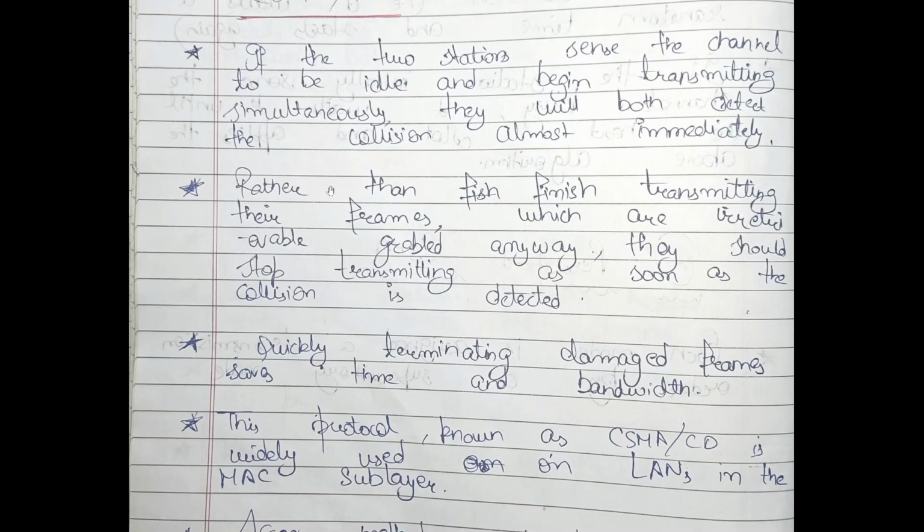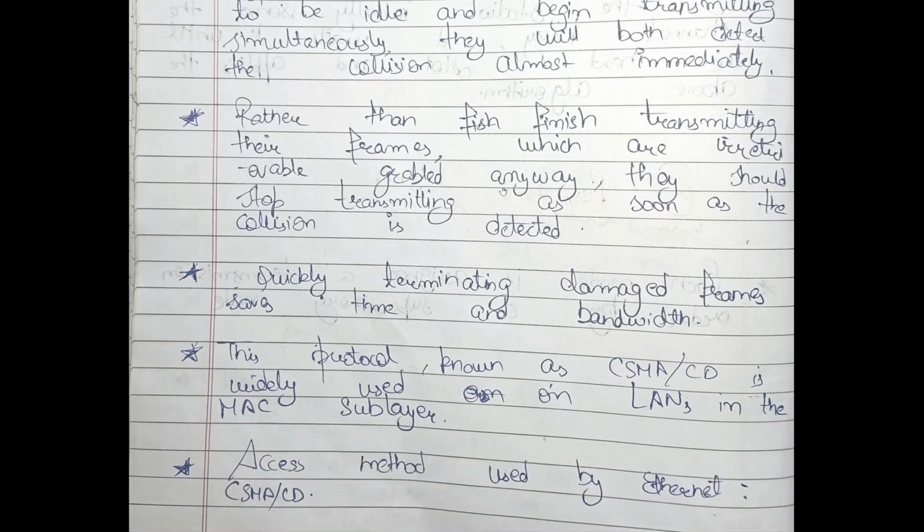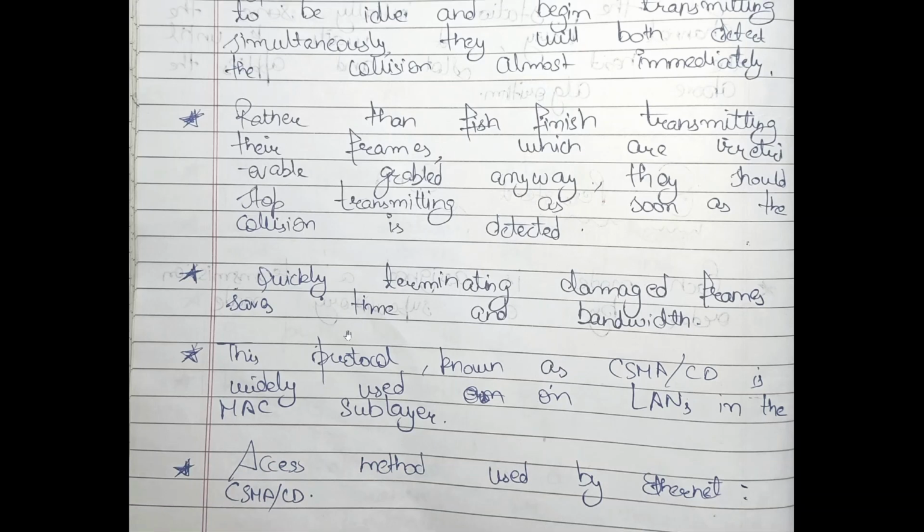That's why it is written in the second point: rather than finish transmitting their frames, which are irretrievable and garbled anyway, they should stop transmitting as soon as the collision is detected. Of course, quickly terminating damaged frames saves time and bandwidth. This protocol, known as CSMA/CD, is widely used on LANs in the MAC sublayer. The access method used by Ethernet is also this CSMA/CD, collision detection.